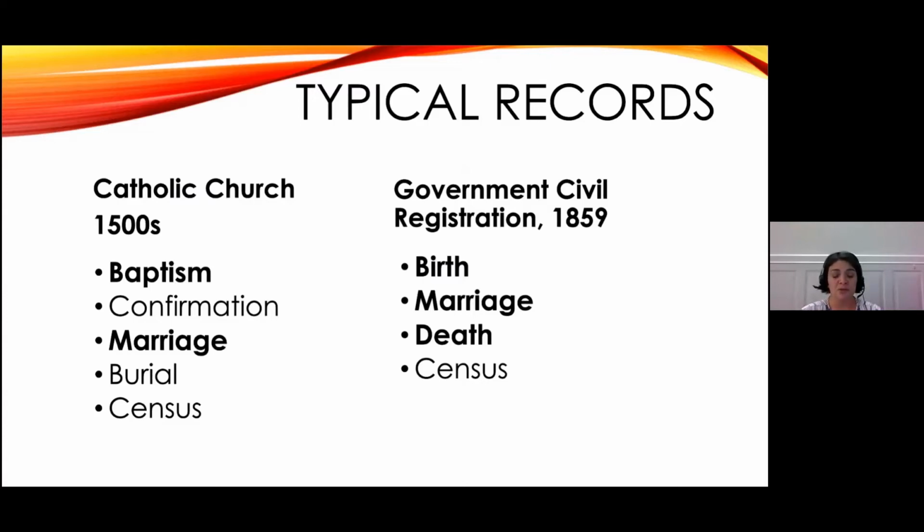The government also took federal censuses, and we'll talk about those in a little bit. Now, I do recommend looking for records from both the church and civil registration when possible. So if you have an ancestral couple who married in, let's say, 1880, look for that church marriage record and look for the civil registration marriage record and compare them, because they're probably going to have different nuggets of information, or you can compare the information that they're providing.